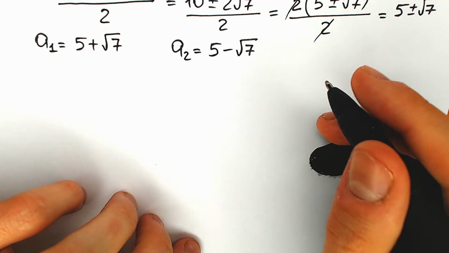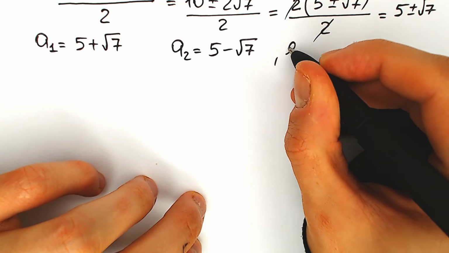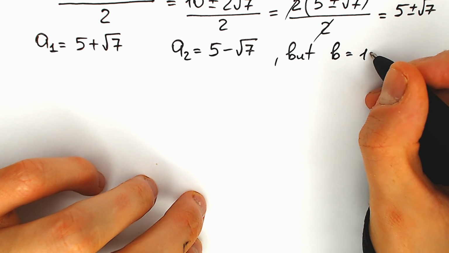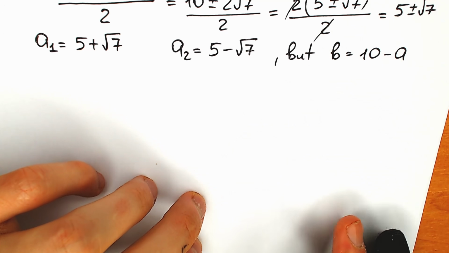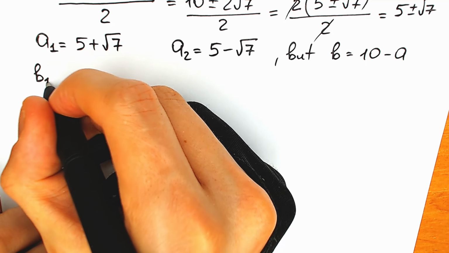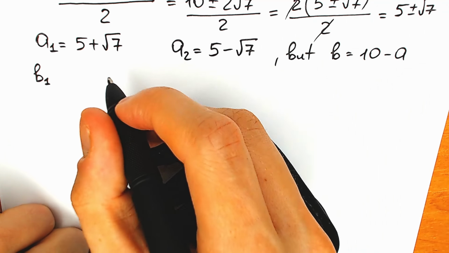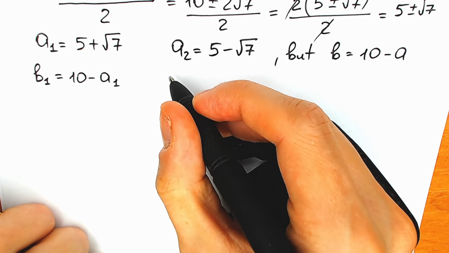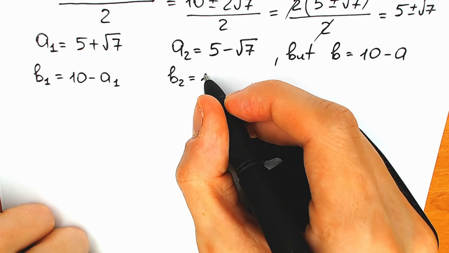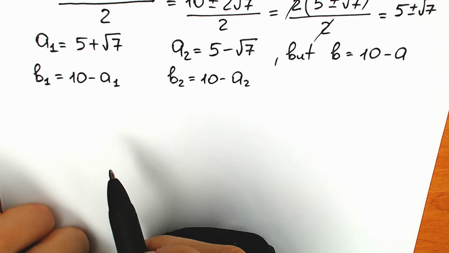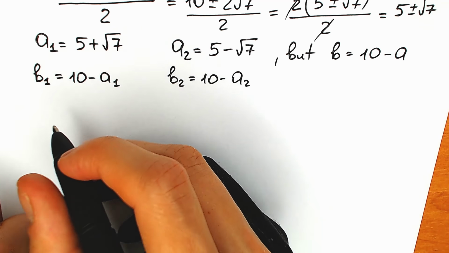Let's write it. For example, let's go right here. So b equals 10 minus a, and let's find it. Let's find real quick our b first. So b first equals 10 minus a first, and b second equals 10 minus a second. Right now let's solve it for a and b.